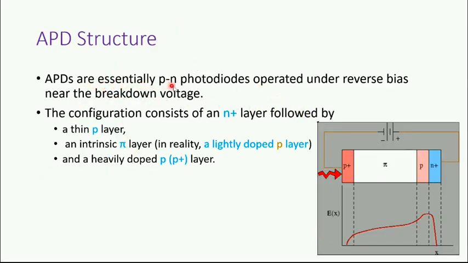So the APD is a PN photodiode operated under reverse bias, high reverse bias. I forgot to add here, high reverse bias near the breakdown voltage. So we have the structure like this. It is a very important examination point. It consists of an N plus layer, followed by a very thin P layer, then an intrinsic pi layer, which is a lightly doped P layer, and a heavily doped P plus layer.